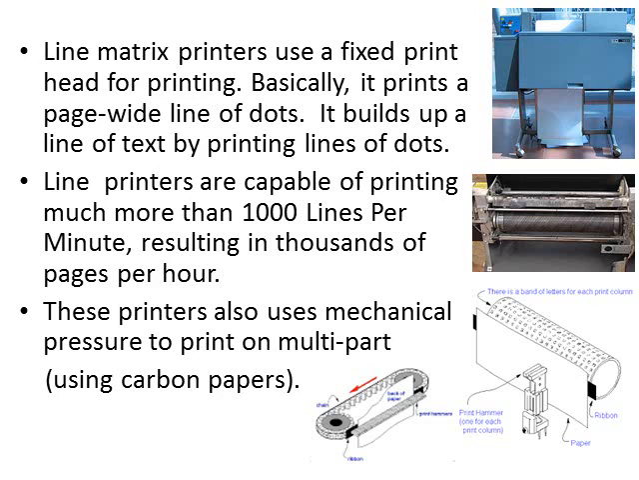These printers also use mechanical pressure to print on multi-part paper, that is, by using carbon paper. Large computer systems use a line printer. They come in two varieties, children. They are drum printers and chain printers.